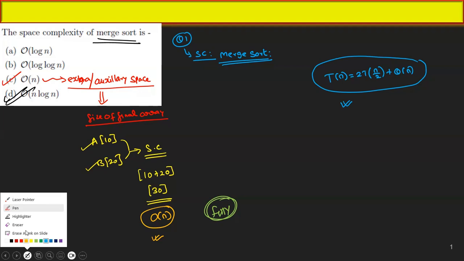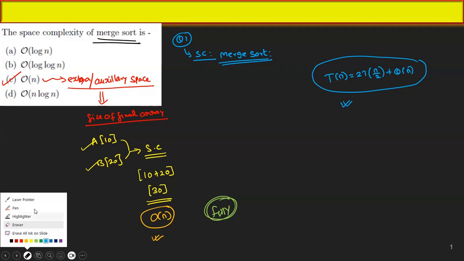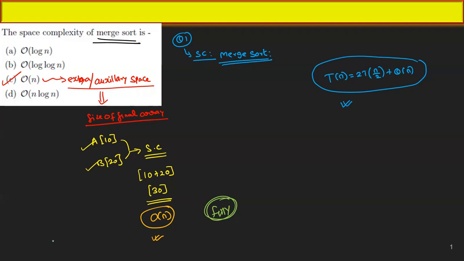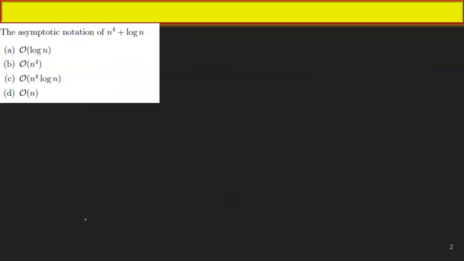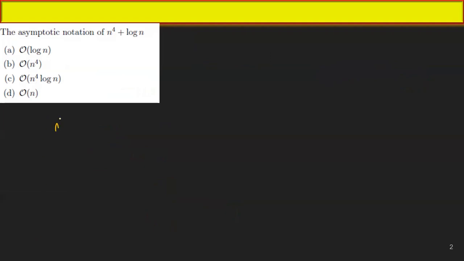So the correct answer for this is option C, order of n. Right? Next question from DSA. The asymptotic notation of n to the power 4 plus log n.